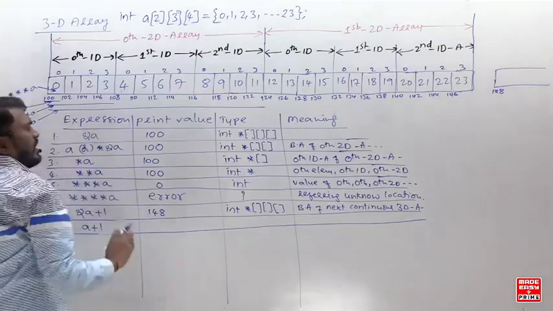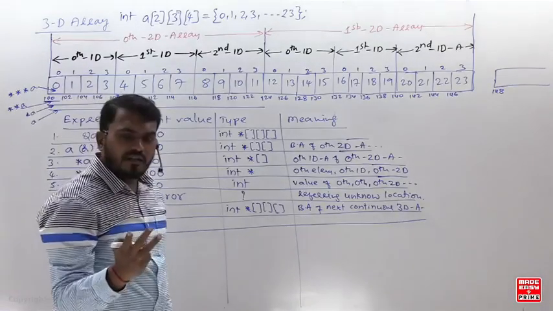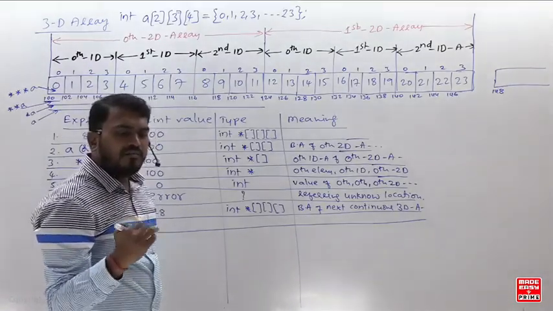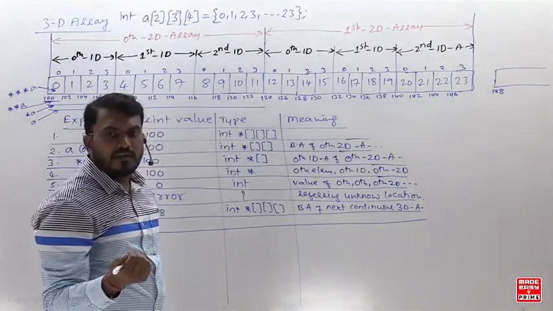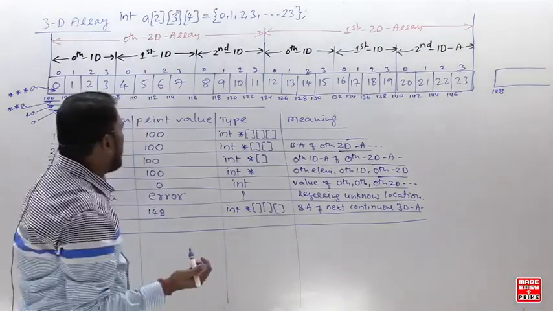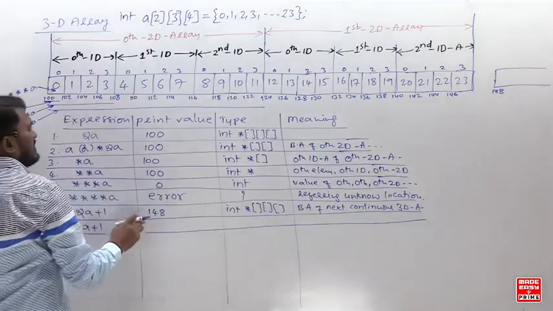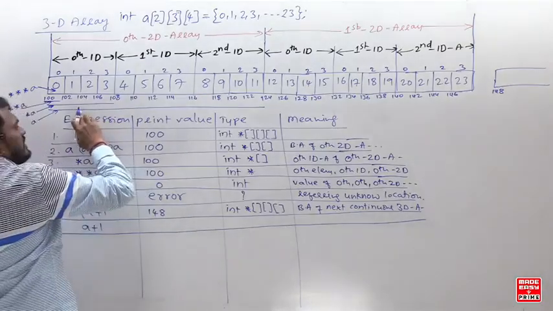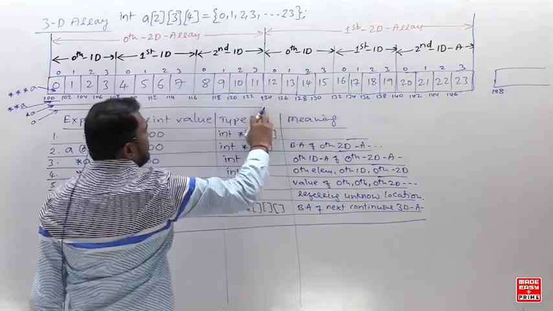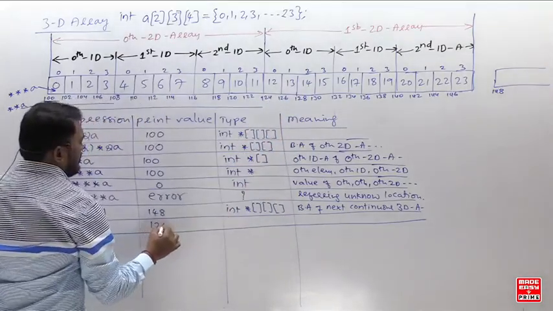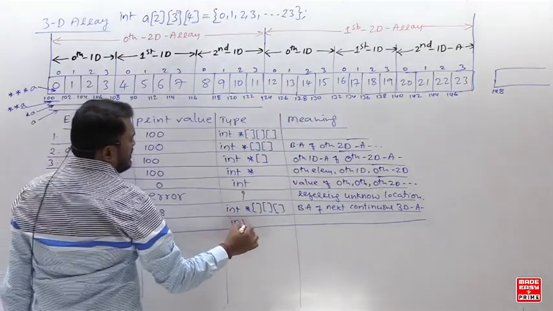A is a 3-dimensional array. I told very clearly, a 3-dimensional array name without subscript will contain the base address of the 0th 2D array. So it's pointing to the 0th 2D array. If I say plus 1, it will jump according to 2D array size. So it's 100, it will go to the next 2D array. That is 124. So we'll print 124 and the type is what?